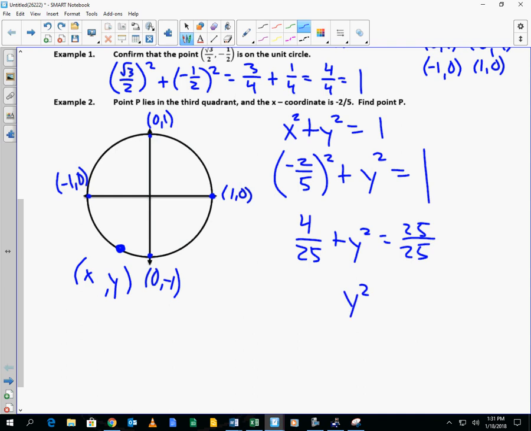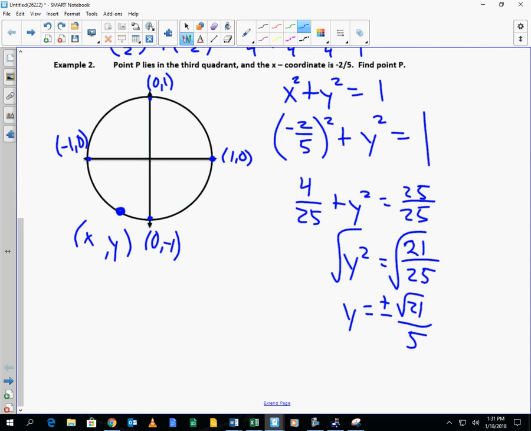So y squared is 21 over 25. Take square root. Y is, I'm square rooting a variable that's squared, so I have to list positive and negative root of 21 over 5. So is it the positive or the negative? Why? This is in the third quadrant. So therefore, I have negative 2/5, negative root of 21 over 5. See that? Now, it's true that negative 2/5 and positive root of 21 over 5 is also a point on the unit circle. That just happens to be up in the second quadrant, not the third. You all good? Okay, flip it over.